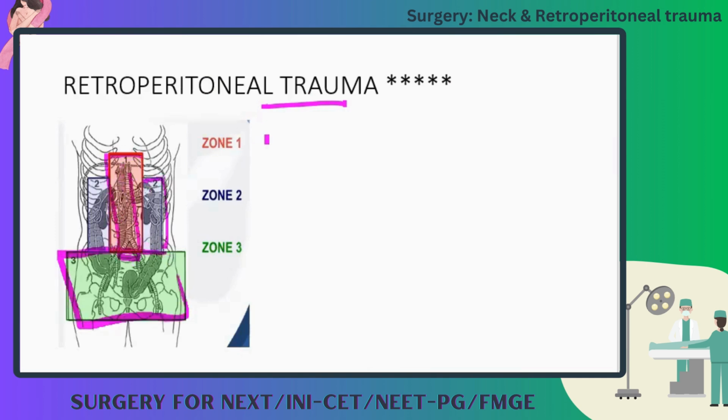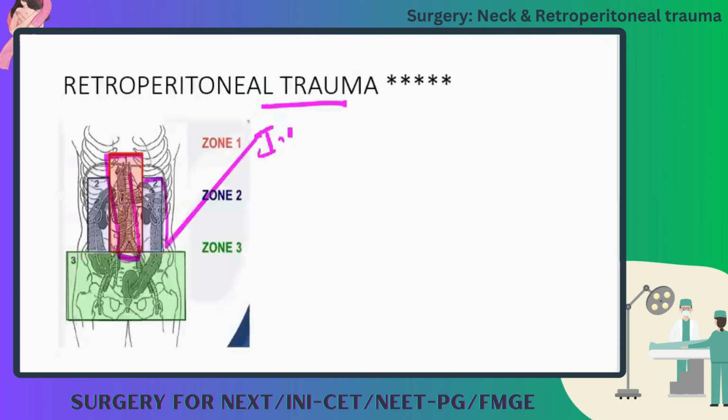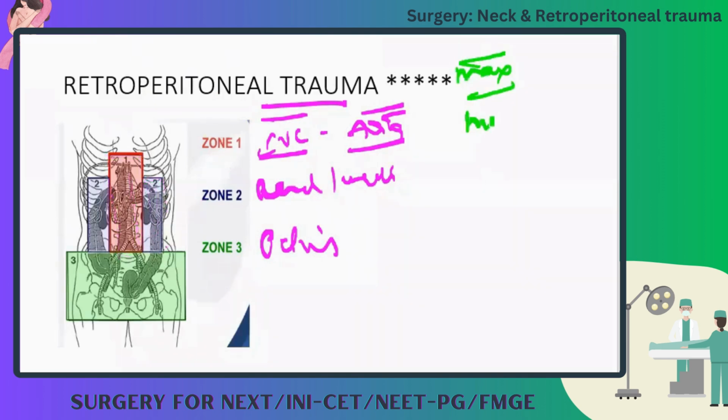Zone 1 is the great vessels, IVC and the aorta. Zone 2 is the renal and ureter. Zone 3 is the pelvis. So maximum mortality is seen in which zone? Zone 1. Maximum mortality is in zone 1.